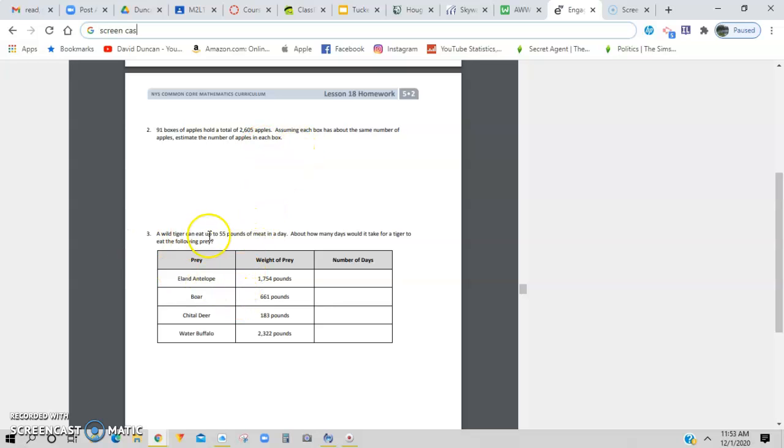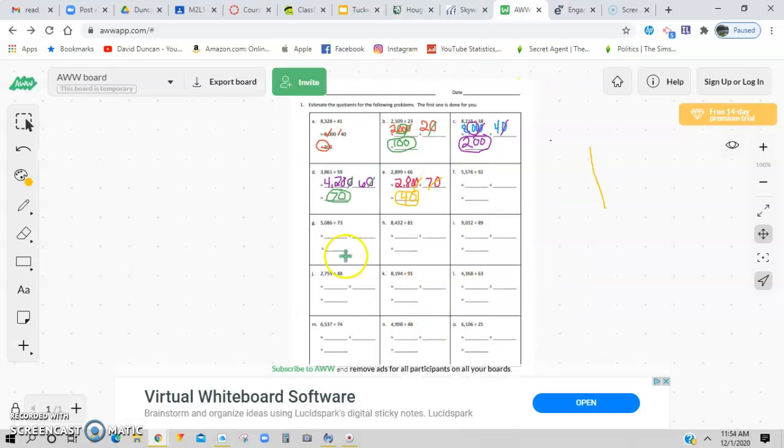And then down here, a wild tiger can eat up to 55 pounds of meat in a day. They're just sneaking up on me again. About how many days would it take for a tiger to eat the following prey? So you're going to take each one of these and divide it by 55. Approximately, you're going to round as well. Up here, you're going to round as well and estimate. This side is extra credit, okay? This side right here, I would like you to complete the front side of it and bring it back to school with you next week when you come back, okay?